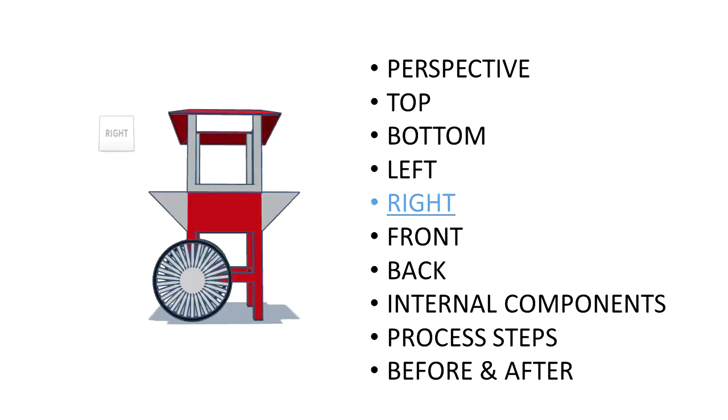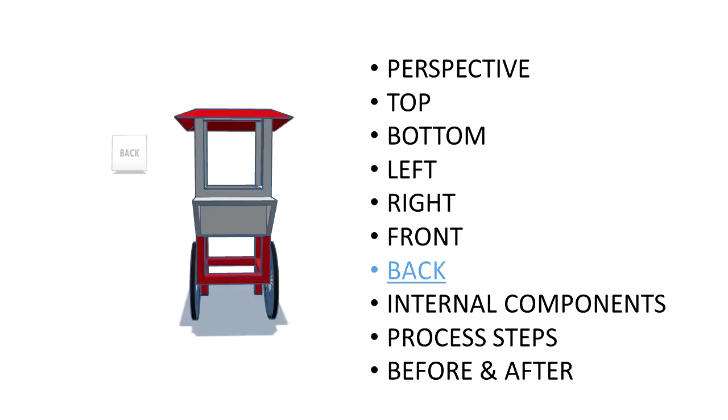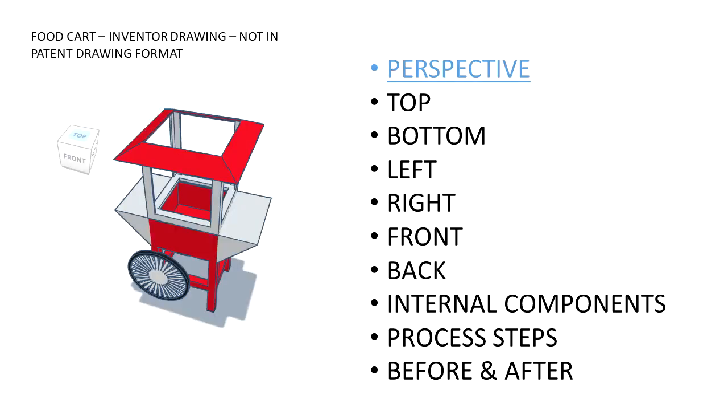And note, in cases where the right view and the left view are identical, it's a common practice to just include one side view. However, if the left and right sides of something are not identical, then showing both sides is advisable. Here's the front view where we see the cart legs, and the back view where we see the wheels of the cart. So as I mentioned, these are not patent drawings, but just to give you an idea of the angles or views we typically need to show.